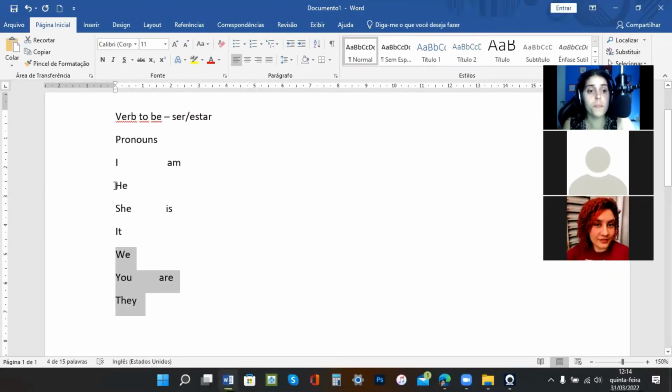But people, observe one detail. He, she, it are singular pronouns. O he, o she e o it são pronomes no singular. O we e you e they are plural pronouns. São pronomes no plural. Então, de regra geral, a gente pode dizer que o is nós usamos quando é singular e o are nós usamos quando é plural. That is the general rule.